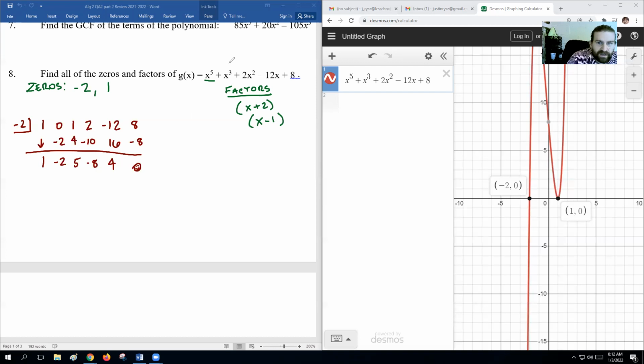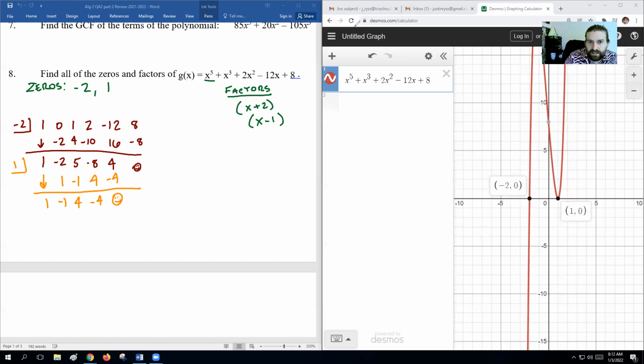Let's do this all over again with the 1 here to make it even smaller. All right, so let's drop down the 1 here. 1 times 1 is 1. If we add that to -2, that's -1. -1 times 1 is -1. If we add that to 5, that would be 4. 4 times 1 is 4. If we add that to -8, it's -4. And then -4 times 1 is -4. If we add that to -4, that's 0. So there's our other root.